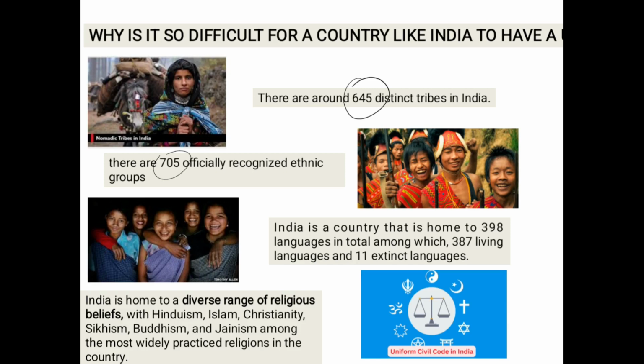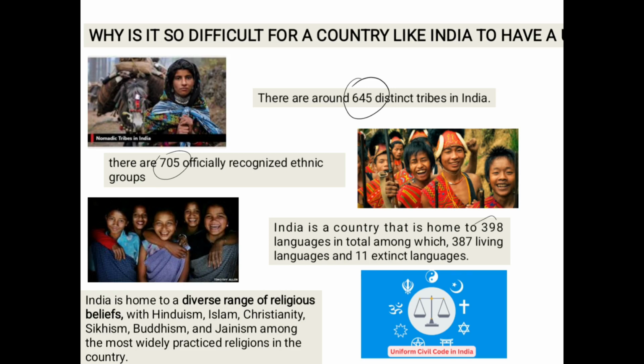Now it will be difficult for a tribe from Nagaland to forsake all its previous customs and beliefs and move into a new regime of laws. So it will be difficult, right? If not impossible, it will be difficult, yes.